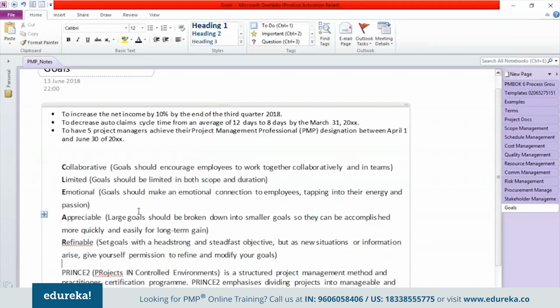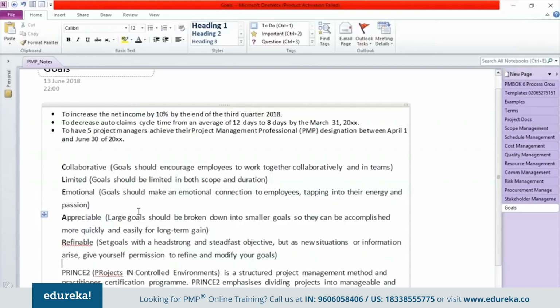Like as we say, clear, C is for collaborative. So it should encourage your employees to work together in a collaborative fashion. If there is a clarity that I have to increase income by 10%, then I believe this will give a lot of insight to the people on why we should be working collaboratively, because there is a goal, we can relate to that, there is good clarity. Limited: goal should be limited in both scope and duration. So here also, as you see, scope is very clear, they want to just reduce the cycle time. So scope is very clear and limited, and there is also a duration attached to that.